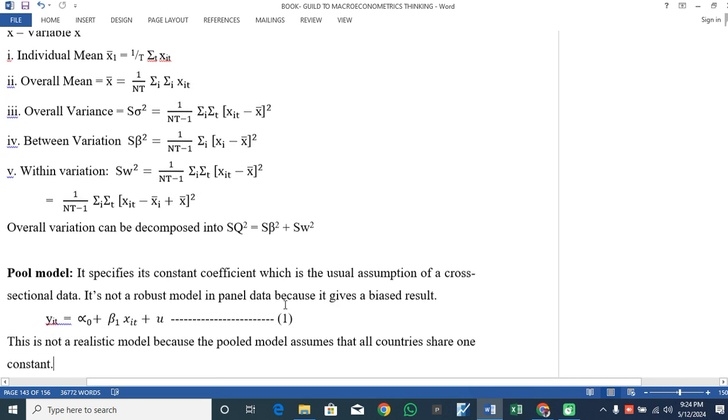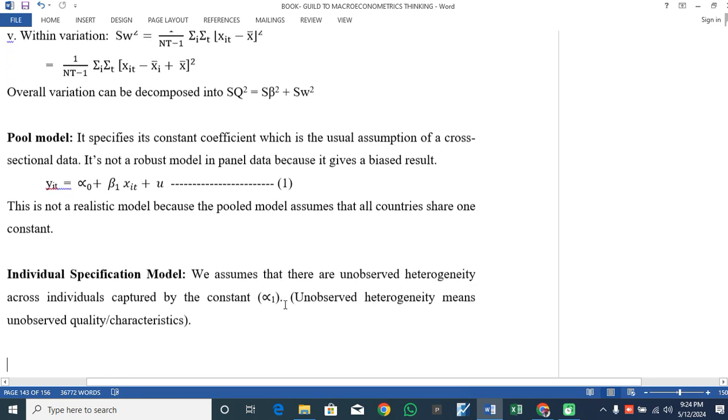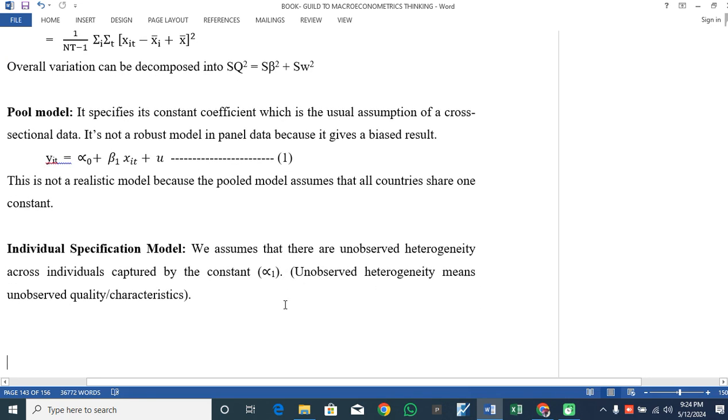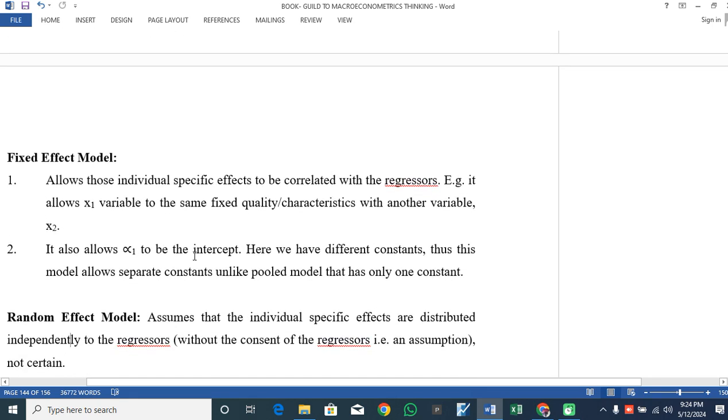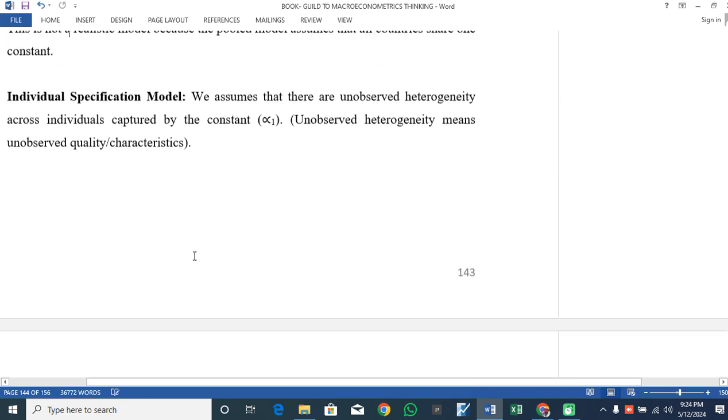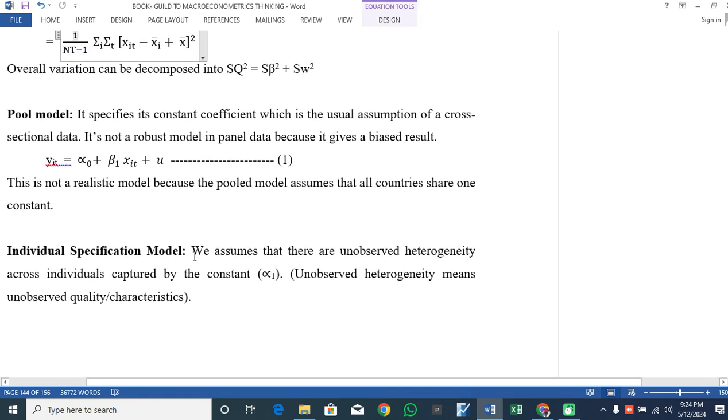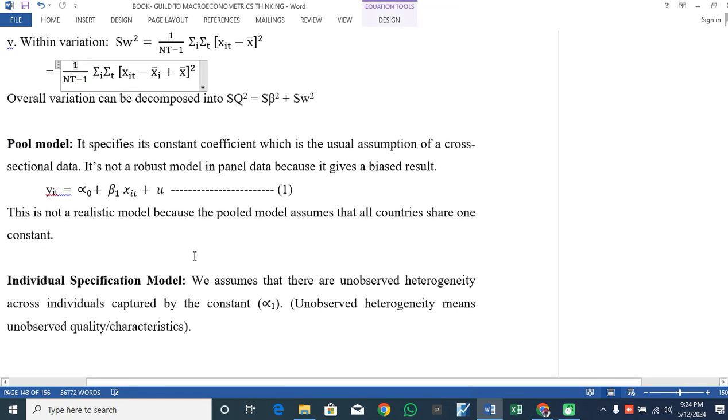But basically, there's something I want us to look at, which has to do with the pool model. So let's look at the pool model and the individual specific model, then we'll proceed to the fixed effects, random effects, and the Hausman test respectively. These are all estimation procedures in panel data that we are going to be exposed to as this class proceeds. The first is the pool model.